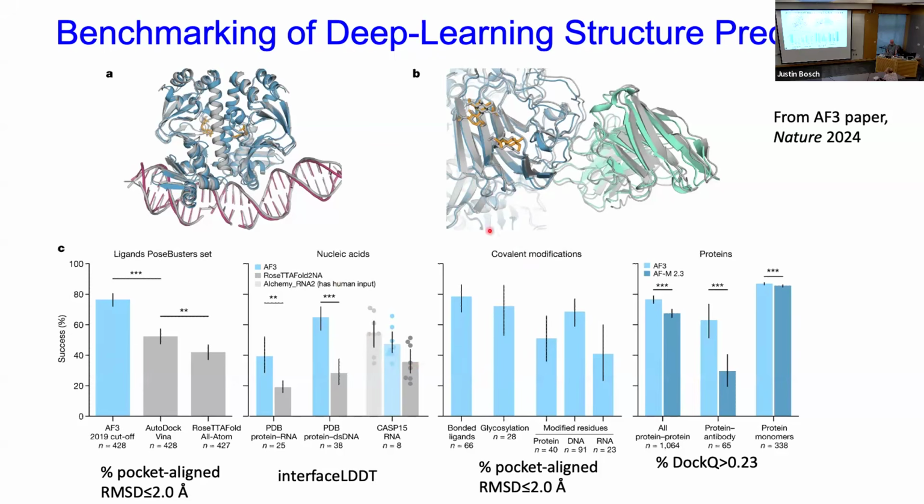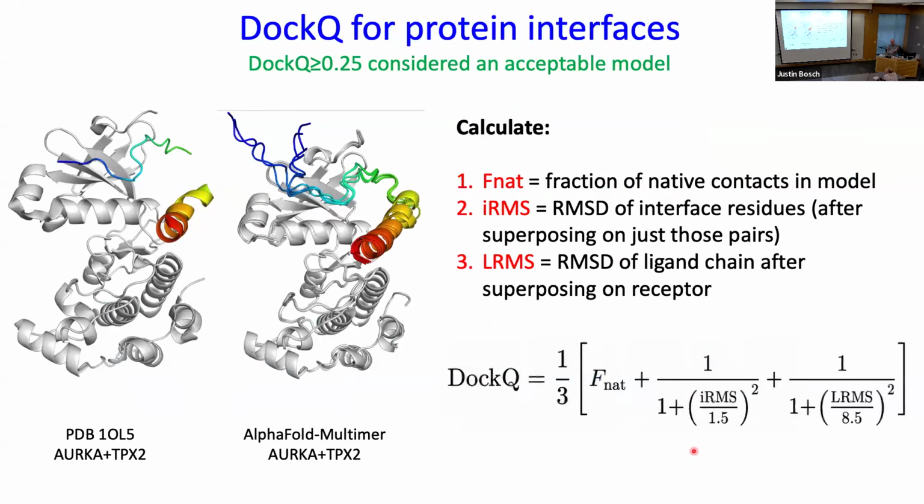For covalent modifications like phosphorylation, again, it's that pocket-aligned RMSD. It's looking at where is the phosphate. And then finally, for protein-protein interactions, they're using DockQ, which we just described. That's fancy FNAT, and two RMSDs.